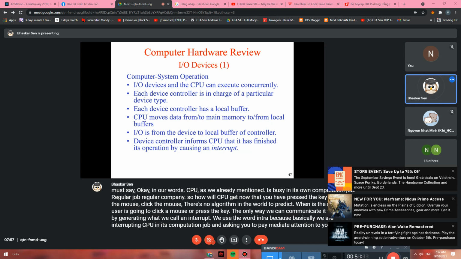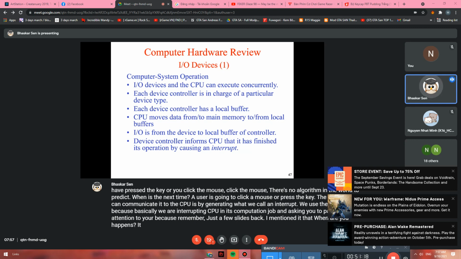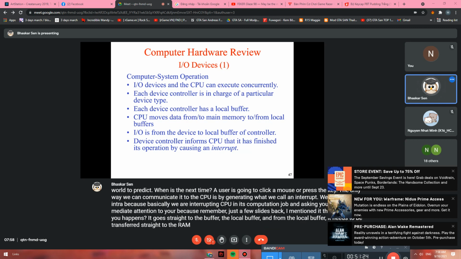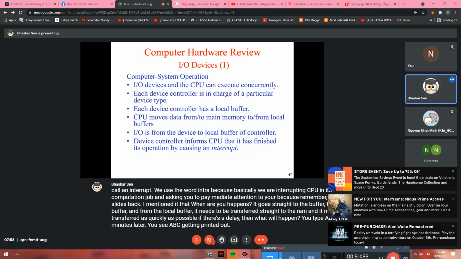Because remember, just a few slides back, I mentioned that when I/O happens, it goes straight to the local buffer, and from the local buffer, it needs to be transferred straight to the RAM. And it must be transferred as quickly as possible. If there's a delay, then what will happen? You type ABC, 5 minutes later, you see ABC getting printed out. We don't need that kind of interactive computer, right?